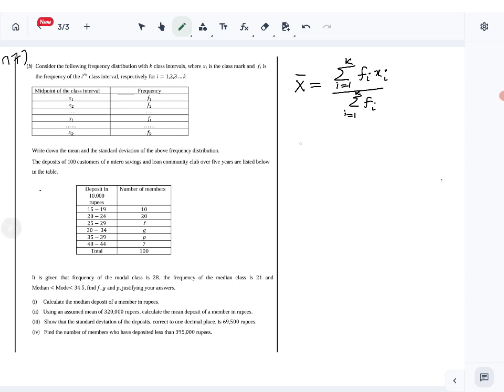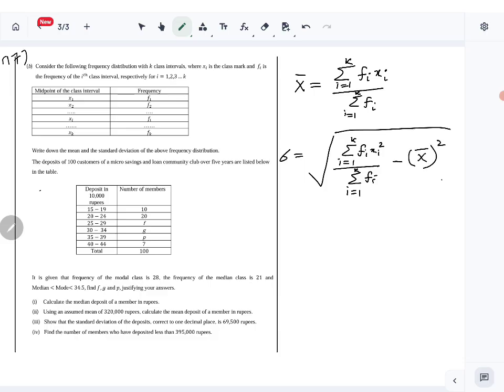So that is mean. Then standard deviation sigma is what? Sigma i goes from 1 to k fi xi square over sigma i goes from 1 to k fi, minus mean square, and the whole thing square root. Right, so that's the first part.